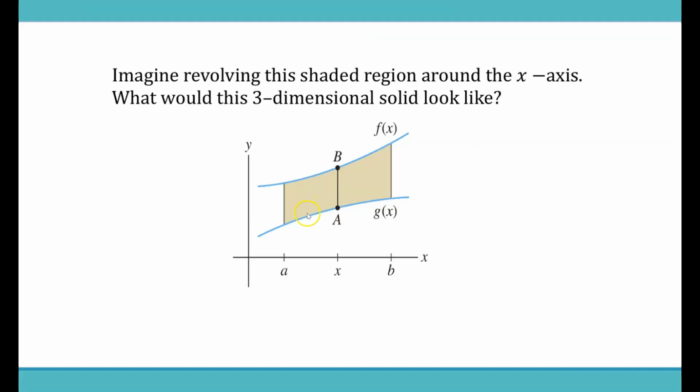So we're talking about this region here in quadrant 1, bounded on the x-axis between a and b, and between these two functions f of x and g of x. Notice that this time the region is not right up against the axis of rotation. It's not right up against the x-axis. So we have this gap happening. Try to imagine what rotating this around the x-axis would look like.